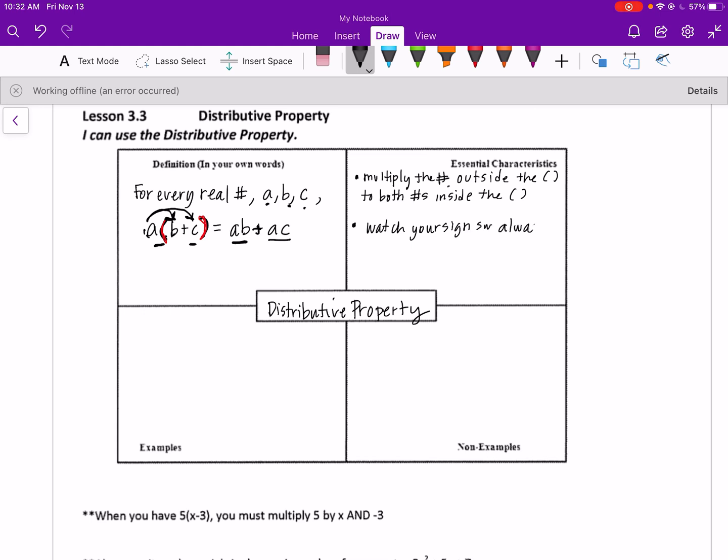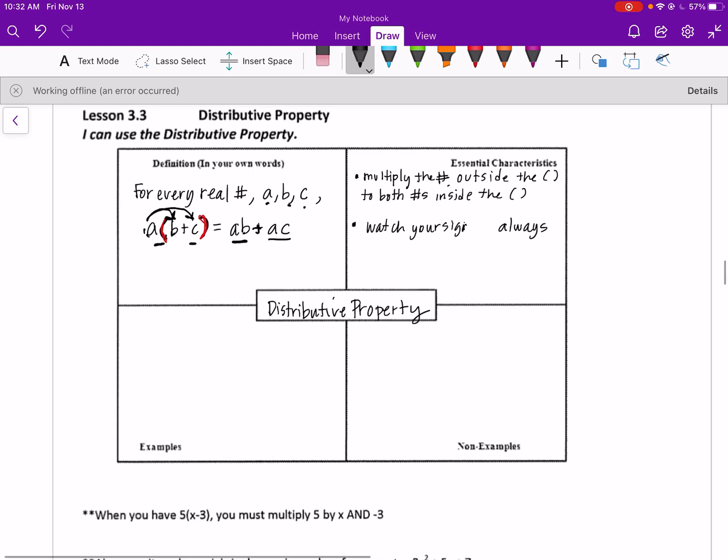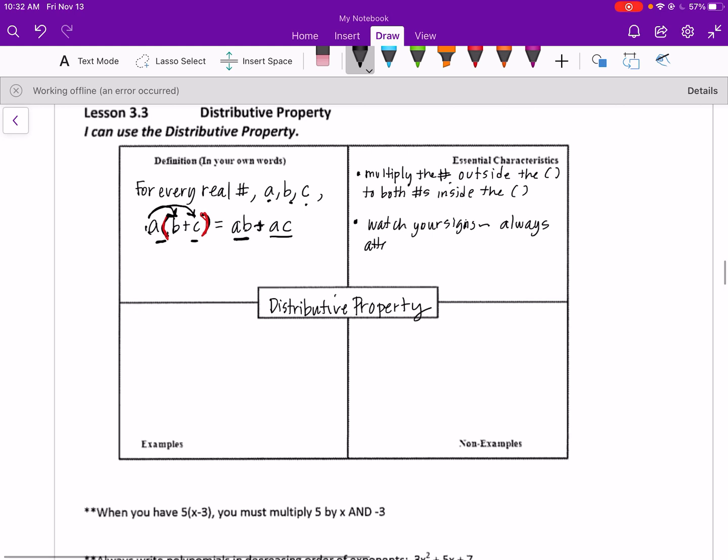Always, and I just made this just a little squiggly, but let me erase and watch your signs. Always attach the sign before, and I'm going to underline that, that's important, the number when you multiply. All right, so let's see what that's all about.